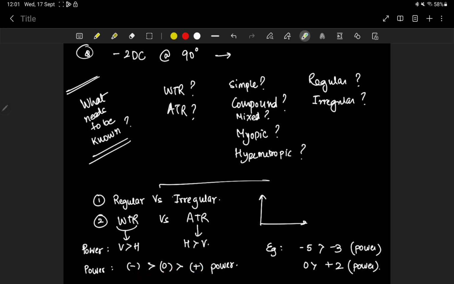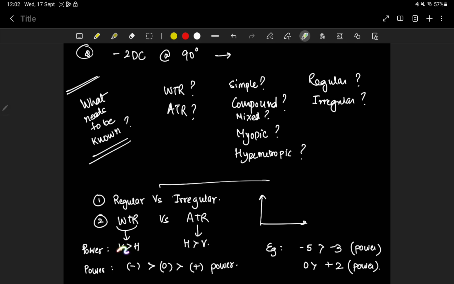For example, -5 power versus 0 power: -5 power will be more than 0. 0 versus +5 power: 0 will have more power than +5. So if I have to arrange power, negative will be more than 0, which will be more than positive. If I compare between +2 and +5 power, +2 will have more power than +5 because +2 is more negative. So more negative has more power when we are arranging power in the vertical or horizontal meridian.